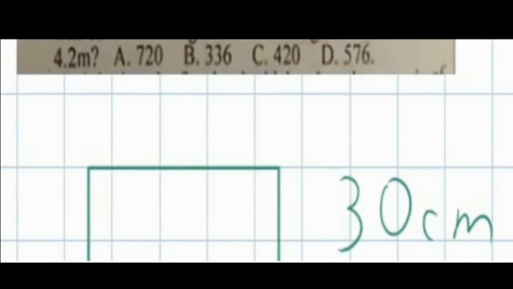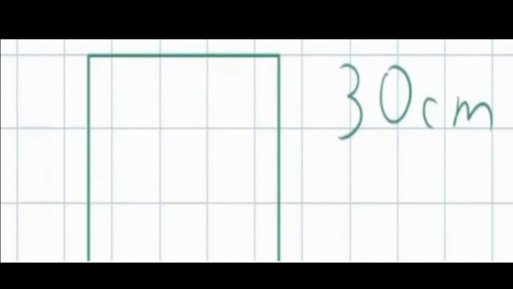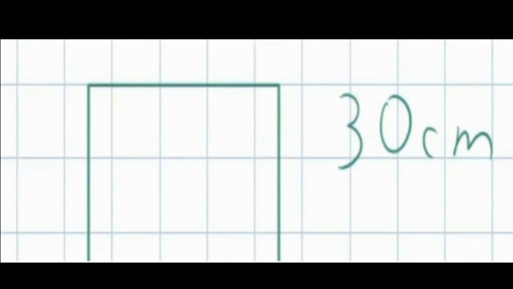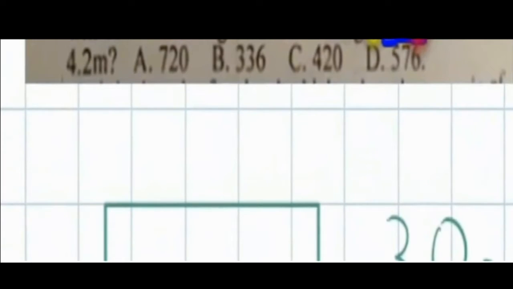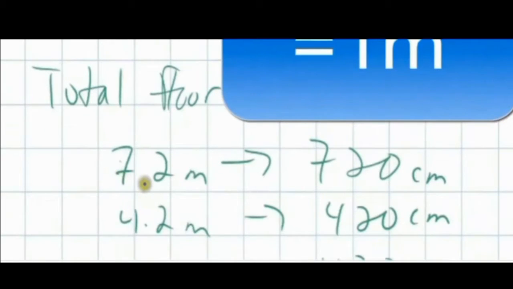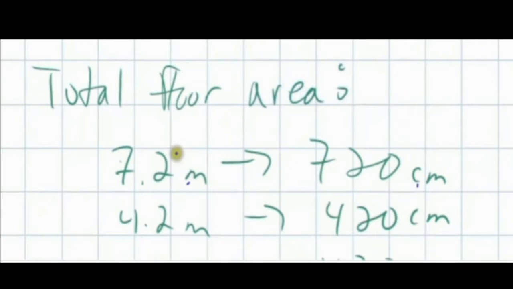A square tile has a side of 30 centimeters. How many of these tiles will cover a rectangular floor of length 7.2 meters and width 4.2 meters? The total area for this rectangular floor can be found by multiplying. Also, notice that they gave me this in meters, but this one is in centimeters. So what I did is I converted this 7.2 meters into centimeters and the 4.2 meters into centimeters as well.